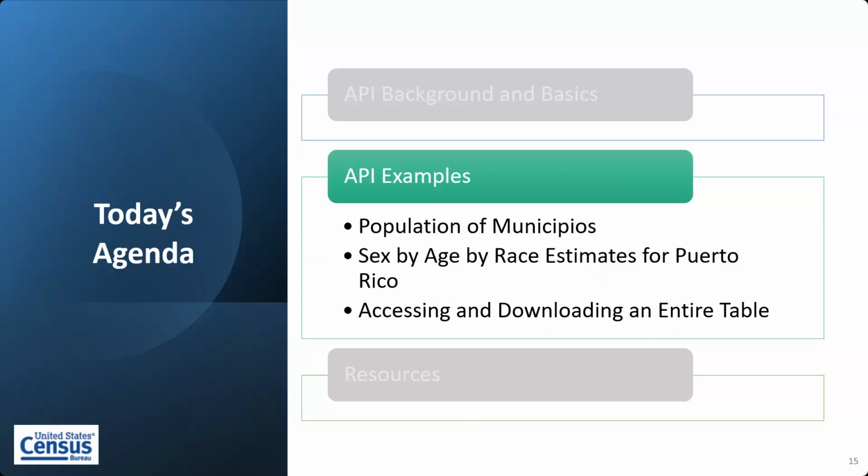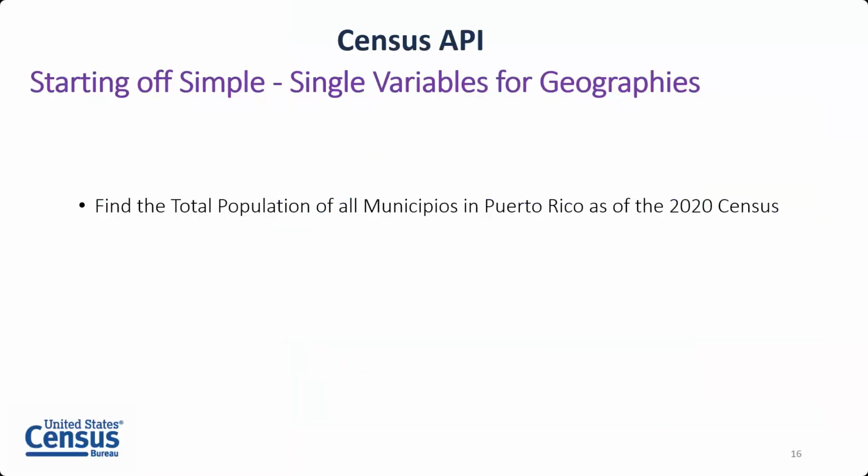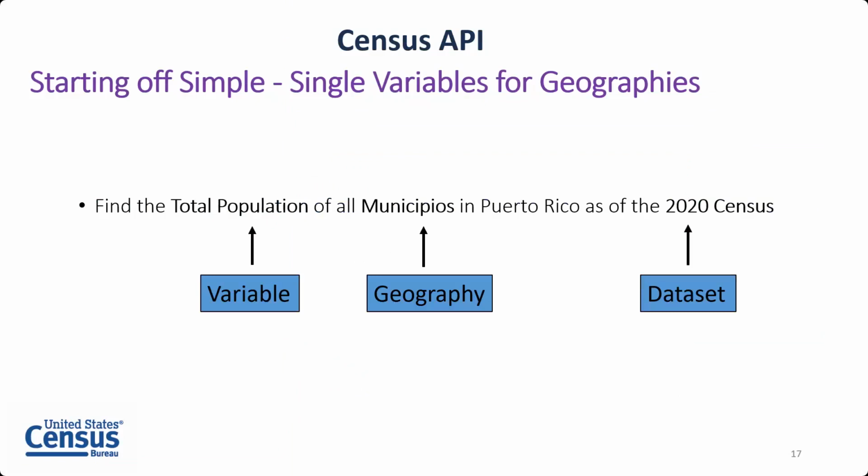So now I wanted to take some time to walk through 3 different examples of using the API. For the first example, I wanted to start off simple and look just at finding the total population of all municipios in Puerto Rico, and I'm going to use the 2020 census for this. When I think of finding data from the API, I like to break down my question into 3 different parts. We have a variable we're looking for in the API: the total population. We have a geography: all of the municipios in Puerto Rico. And then we have a data set we're using, and that's going to be the 2020 census in this case.